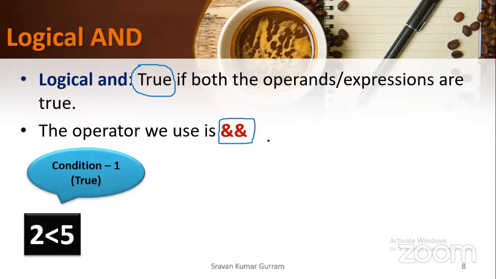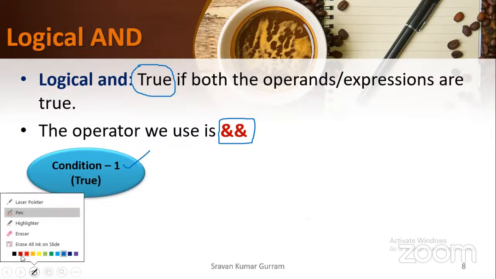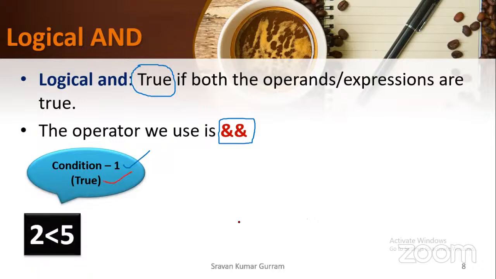Then see this, you will get the idea how to use logical and. Suppose I have one condition, 2 less than 5. This is one condition, and here we are using a relational operator. Already we know that relational operators are used to frame the conditions or to know the relationship between the operands. This is condition 1. And what is the truth value of this condition? 2 less than 5. Obviously, that is true.